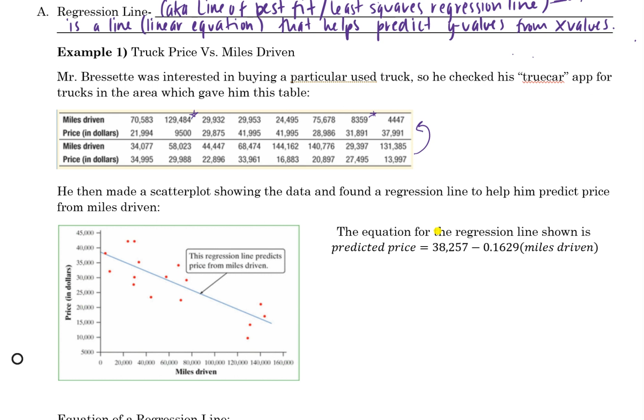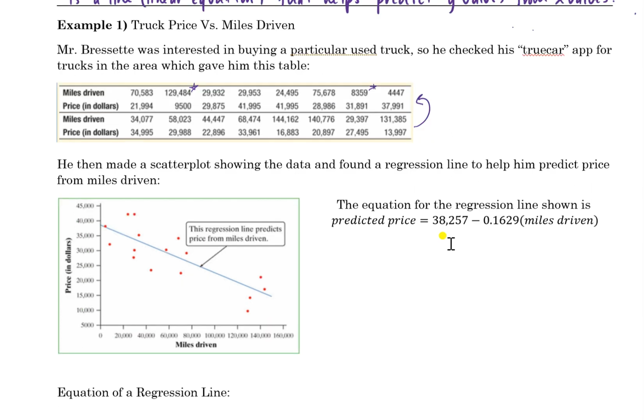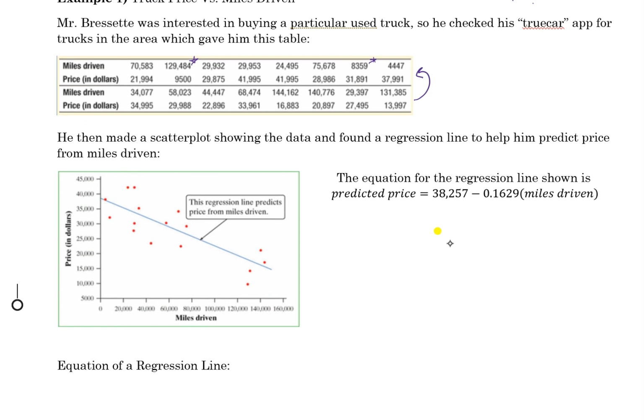So we have that table. Let's move on. He then made a scatter plot showing the data and found a regression line to help him predict the price from miles driven. Here's why this line is nice. So he made a scatter plot, and then he found the equation of a line that, as you notice, is kind of in between as many of these points as possible. It's sort of in the middle of all of these points.